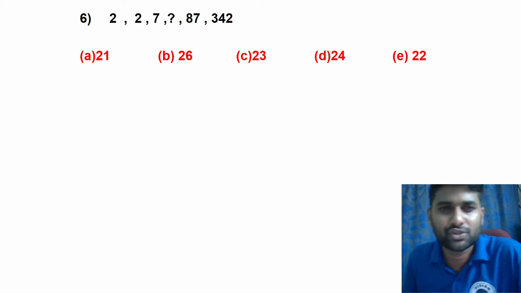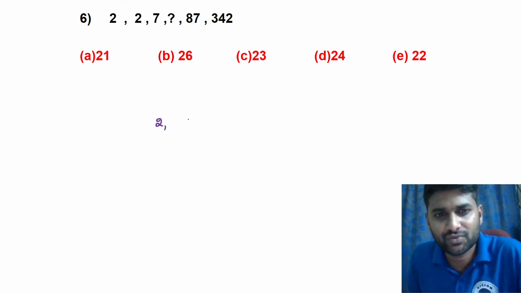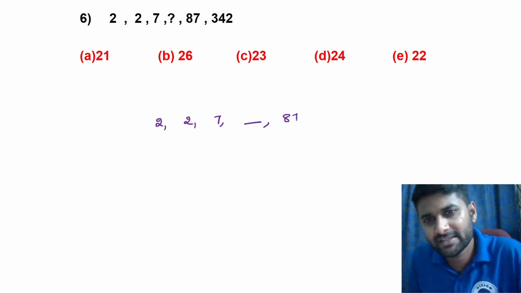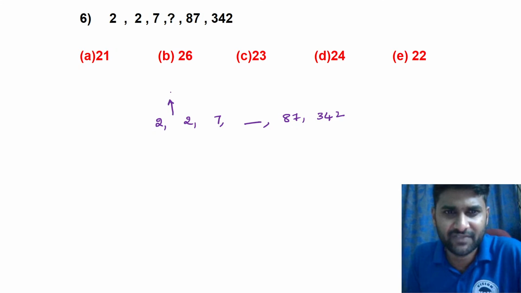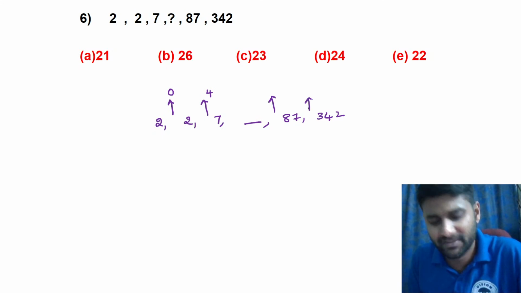So here the numbers: 2, comma, C. See here the difference of 2, 2, 7. Identify that number. 87 and 342. Now if you see all the numbers, you can see the difference. Here the difference is 0. Here the difference is 4. We don't know the difference, we have to identify that. Here the difference of number.